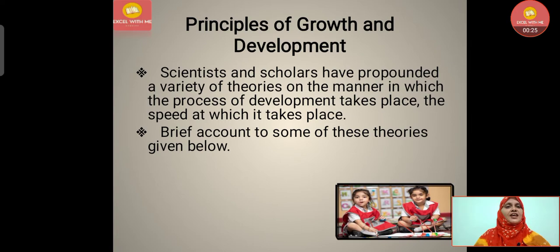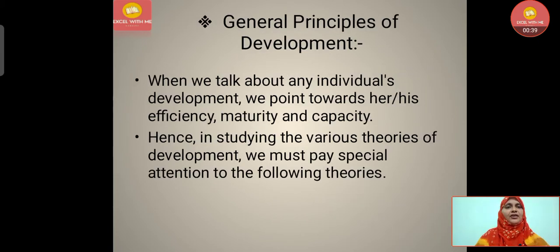Scientists and scholars have propounded a variety of theories on the manner in which the process of development takes place, the speed at which it takes place. A brief account of some of these theories is given below. Let's understand now, first, general principles of development. When we talk about any individual's development, we point towards her or his efficiency, maturity and capacity. Hence, in studying the various theories of development, we must pay special attention to the following theories.